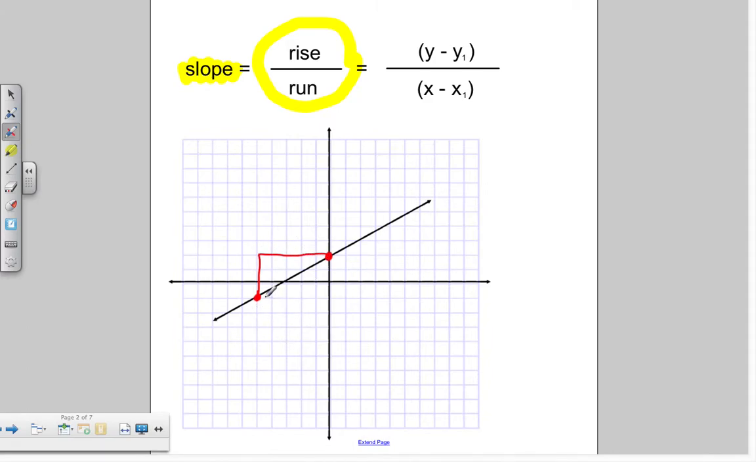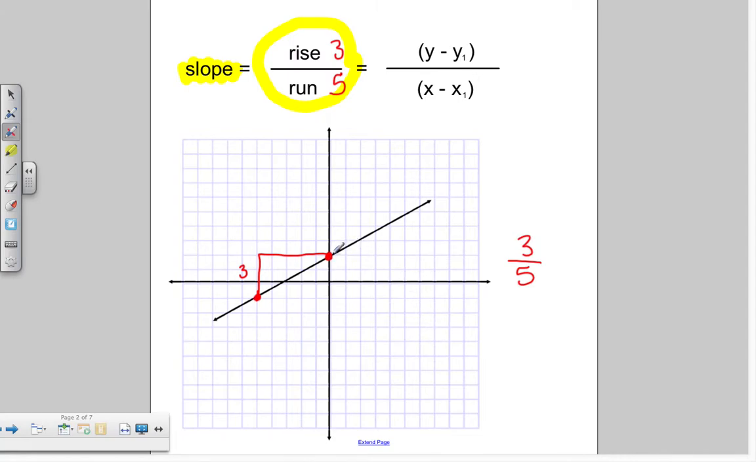Well, how many boxes did I go up? 1, 2, 3. I went up 3 boxes. Well, that's a rise of 3. Then I have a run of how many? 1, 2, 3, 4, 5. I have a run of 5. So my slope on this line is 3/5.